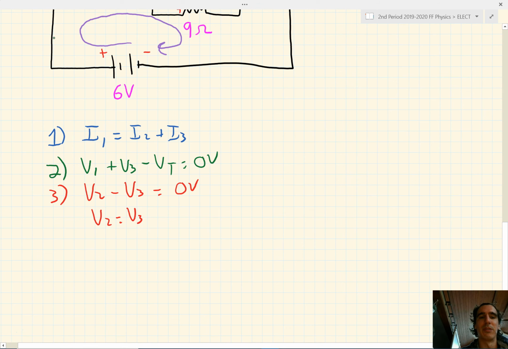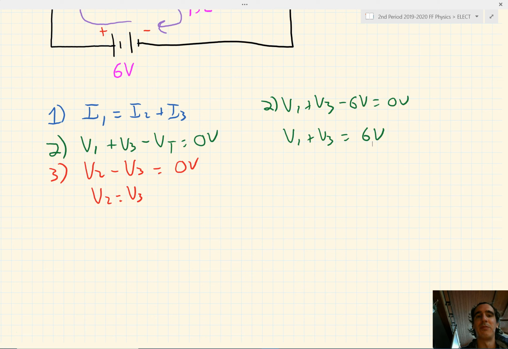So why don't we look at our second formula, V1 plus V3, and we know V total is 6 volts, so minus 6 volts is equal to 0 volts. Why don't we just add 6 to the other side? So V1 plus V3 is equal to 6 volts. We could use Ohm's law, which says that V equals IR. So we can turn V1 into I1 R1 plus V3, which is I3 times R3. And that equals 6 volts.